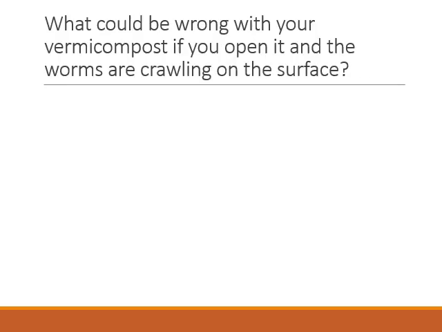What could be wrong with your vermicompost if you open it and the worms are crawling on the surface? Normally the worms are just below the surface. It means it could be too wet and they're looking for oxygen. It could be too hot, so they have to get out of the compost. Or there's just not enough food and they're running around trying to find something to eat.